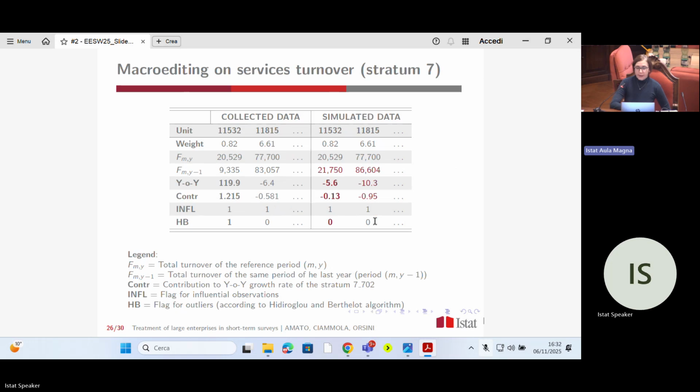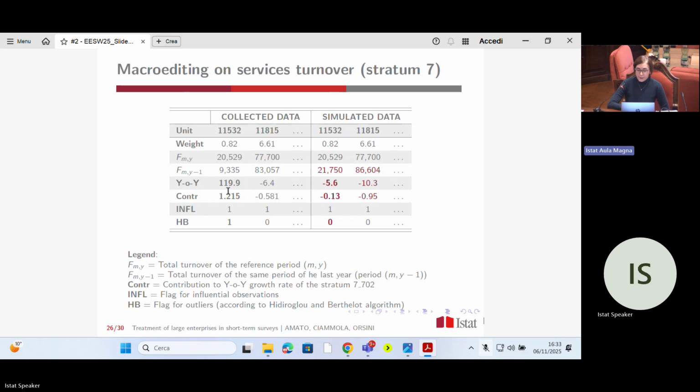We show you an application on micro editing on the survey of turnover of services, and in this table is reported a selected output of the macro editing interface of the application system synthesis, for 2 units, and the information reported here refers both to observed data and simulated data.